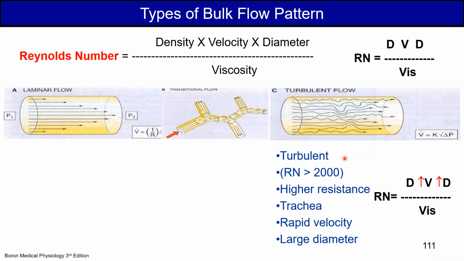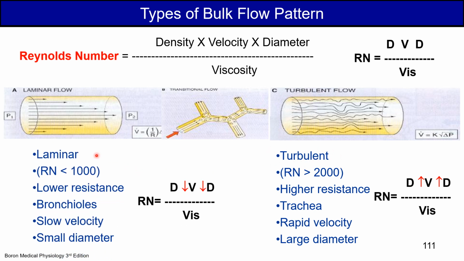Now the turbulent flow pattern is assumed if the Reynolds number is greater than 2000. The turbulent pattern offers a higher resistance compared to that of a laminar pattern. The turbulent pattern is primarily seen in the trachea because the velocity of airflow in the trachea is very high and likewise the diameter of the trachea is very large and therefore the Reynolds number will be high, more than 2000, causing a turbulent airflow pattern.